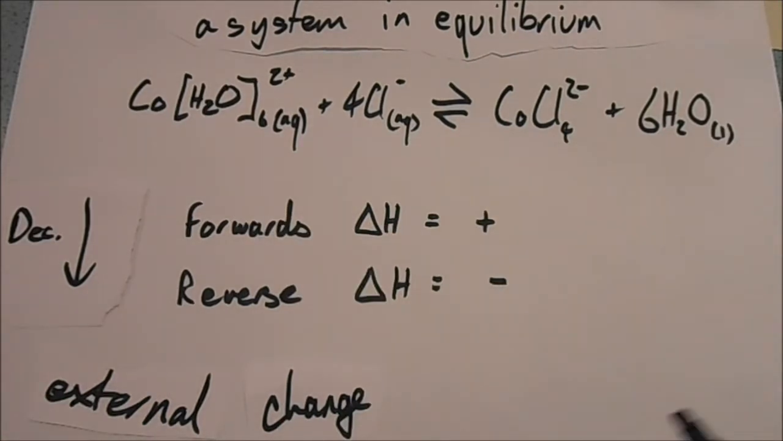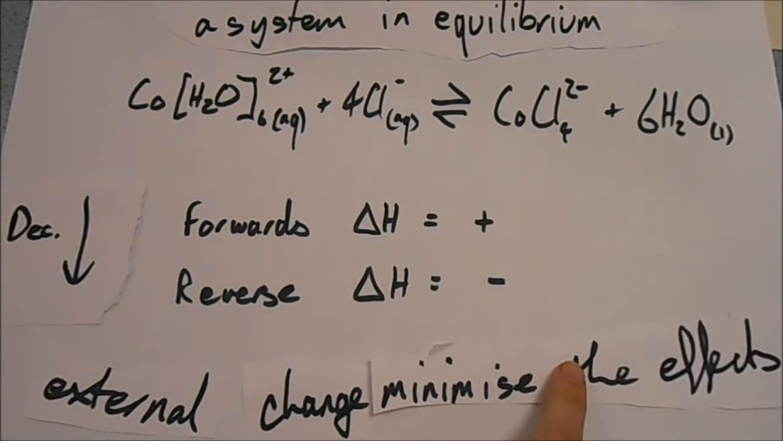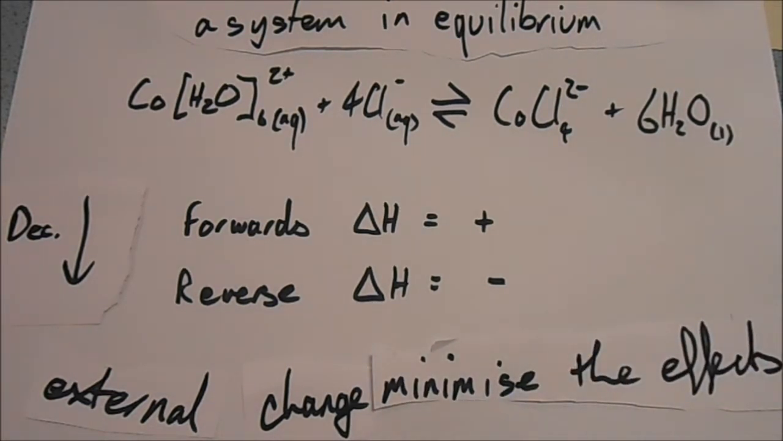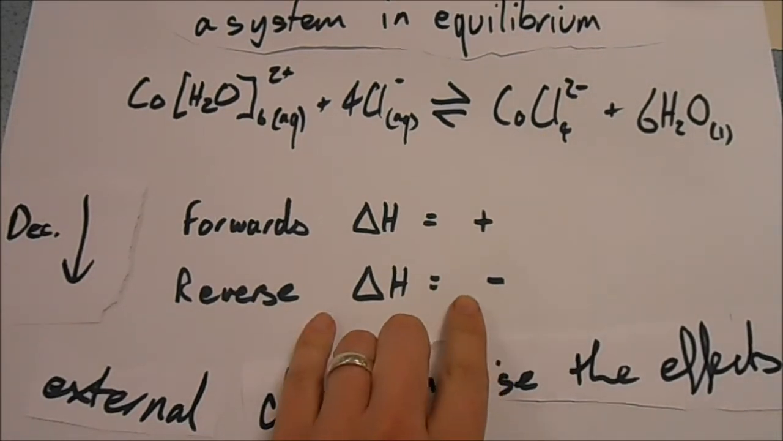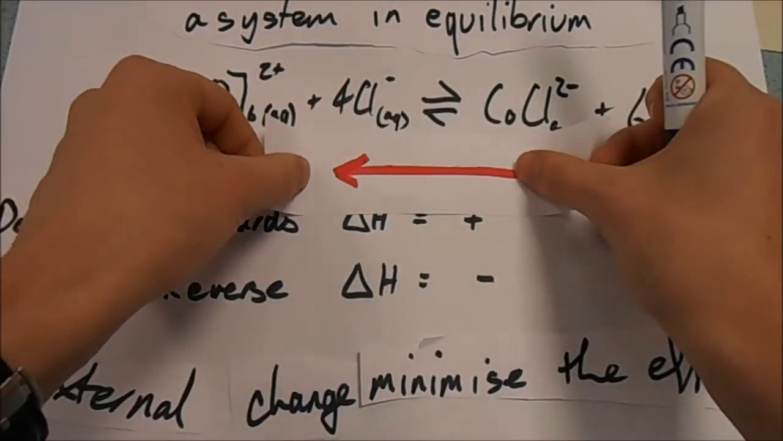Similarly, if I decrease the temperature, then we'll find that the equilibrium has got an external change on it, and so we are going to minimise the effects of that change. The equilibrium is then going to try and increase the temperature, which means that the exothermic reaction will be favoured and the equilibrium will shift left.